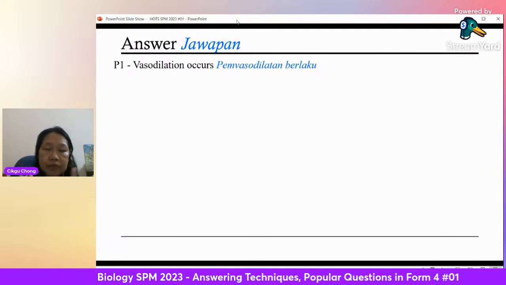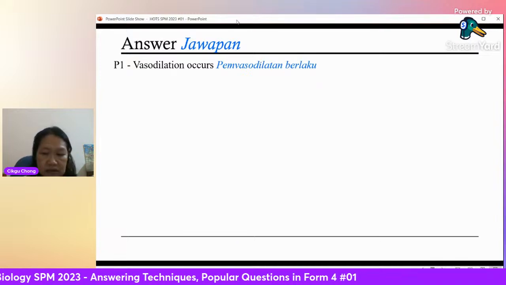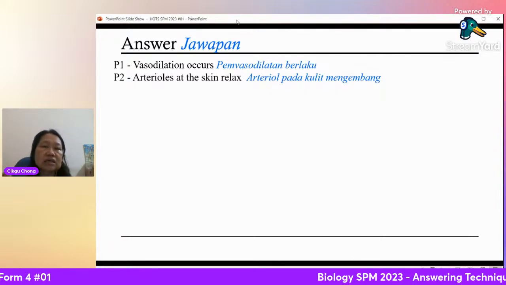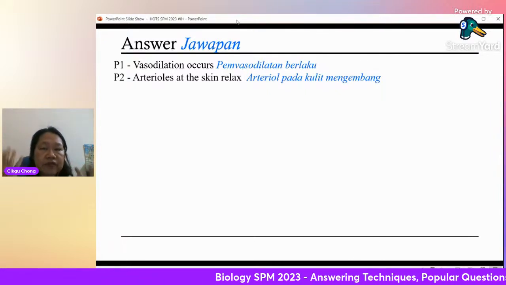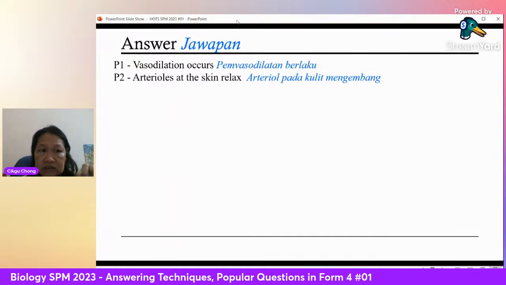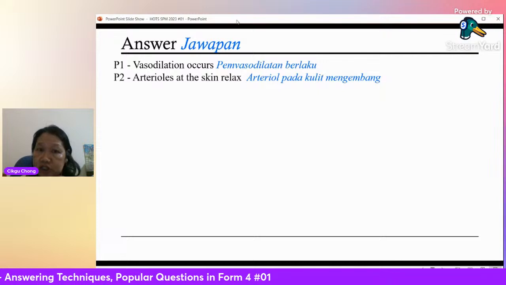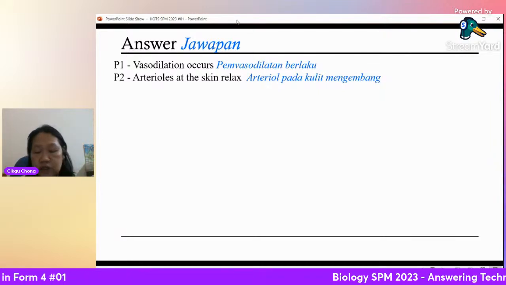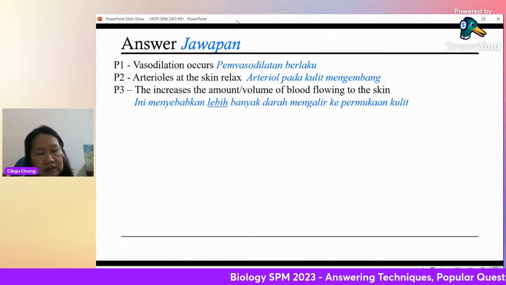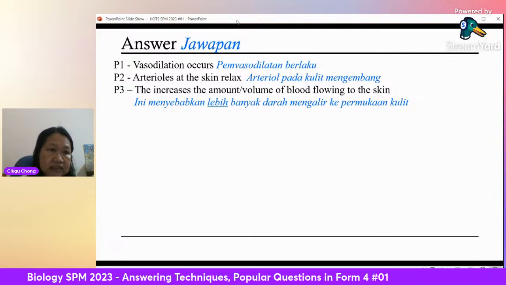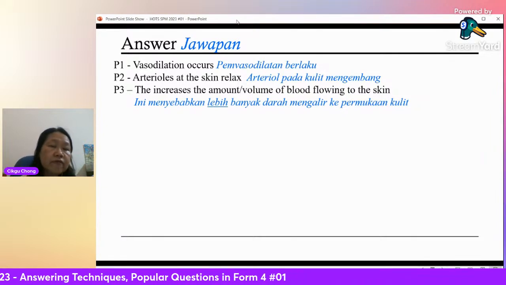All right. Number 1, your blood vessels will dilate. We call it vasodilation. There are people who are hot, you find the skin is all pink color. Ada warna merah. Okay, your face is all red because the arterioles, which is the blood vessels carrying oxygenated blood, are very near to your skin because the diameter increases. The diameter, the lumen, is now wider. So the arteriole relaxes. This increases the amount of blood flowing to the skin.